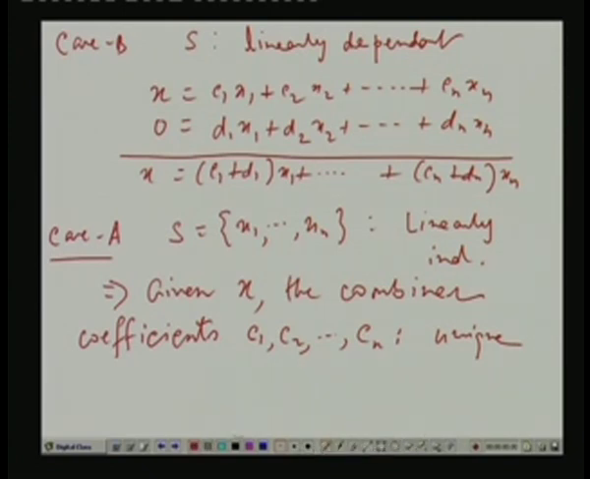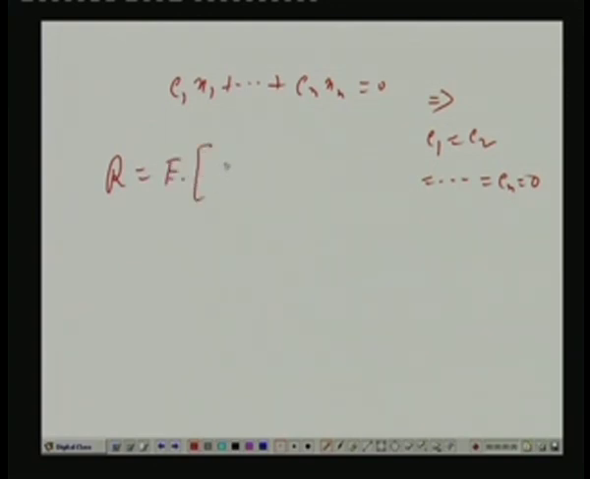Now, why this is important for us is this: if the set is linearly independent, you remember we have such things as C1 x1 plus dot dot Cn xn equal to 0 implies C1 equal to C2 equal to dot dot Cn equal to 0. Under such a case, the correlation matrix of the vector x, that is R equal to E[x x Hermitian], where x is the vector, will be positive definite.